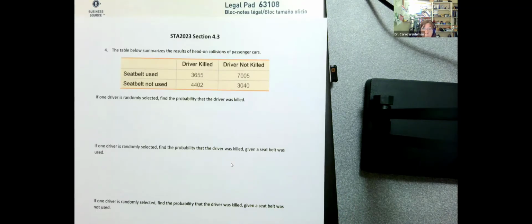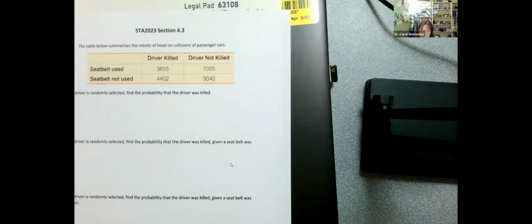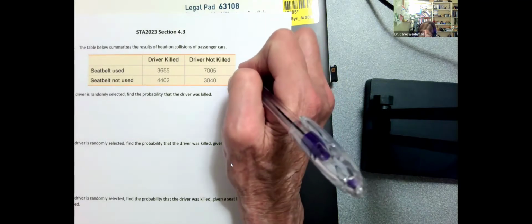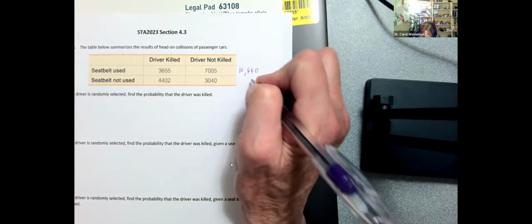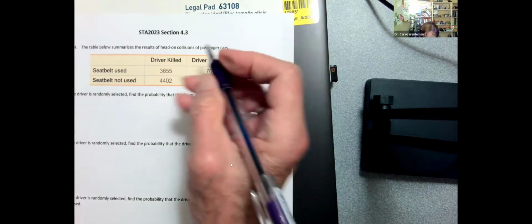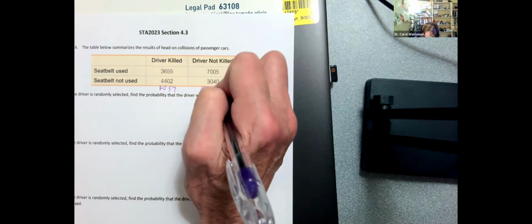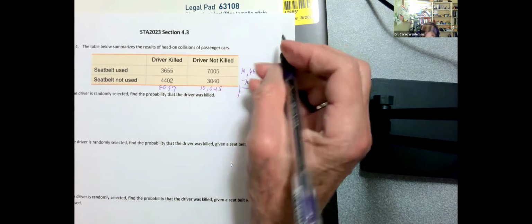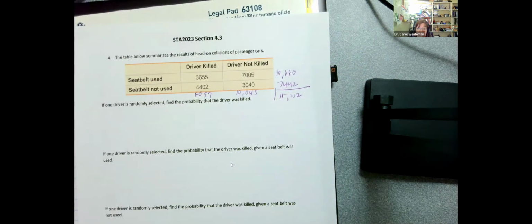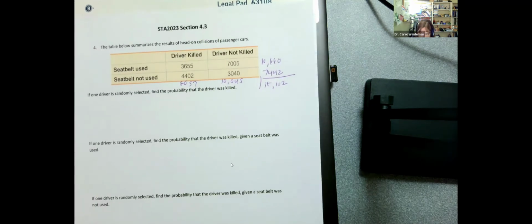This one's about results of head-on collisions of passenger cars and whether or not the person used a seatbelt and whether or not they were killed. So let me put the totals down because I didn't give you those. So this is 10,660, 7,442, 8,057, 10,045, and then the total in my table is 18,102.